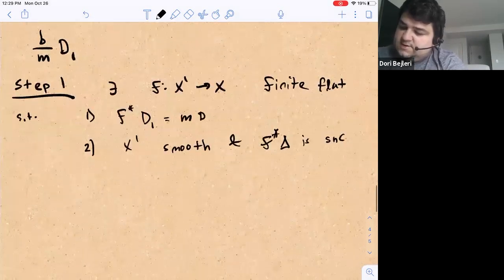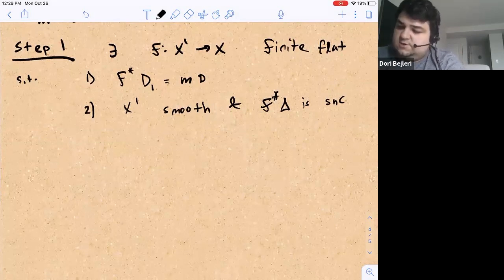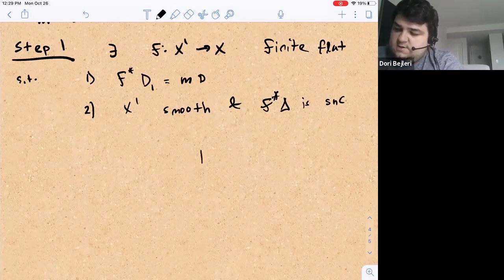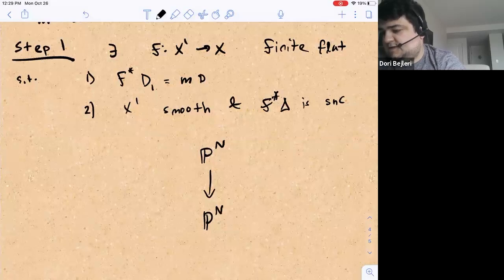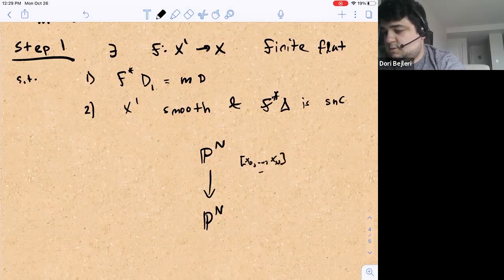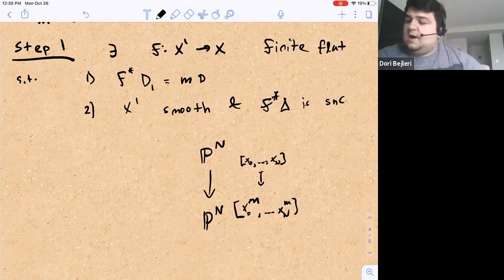So to do this, basically we can construct this for projective space. So here's what we can do for projective space. We just take the map from P^n to P^n that takes all the coordinates to x_0 to the m, up to x_n to the m. So just take the mth power map on P^n.